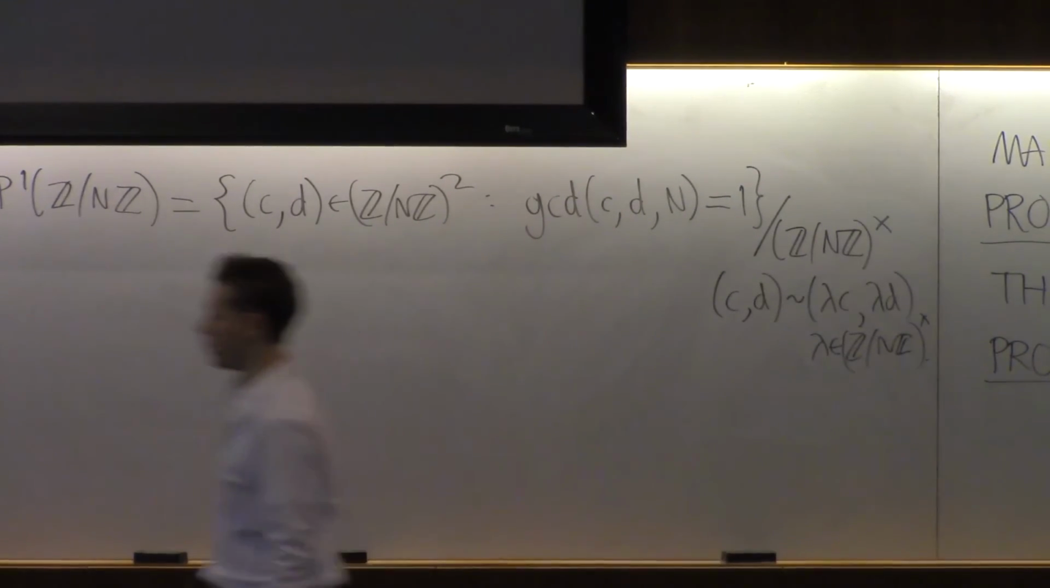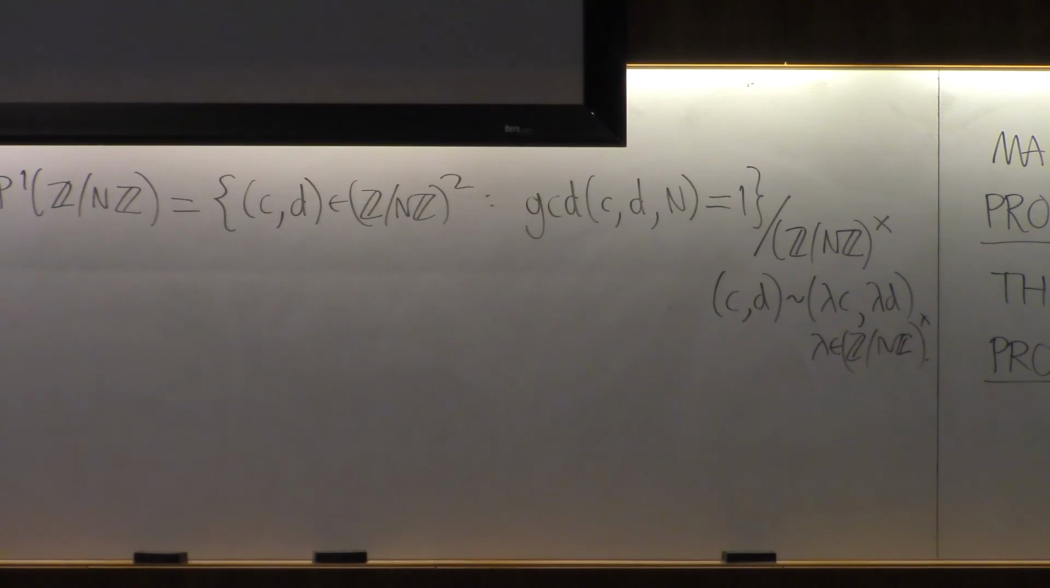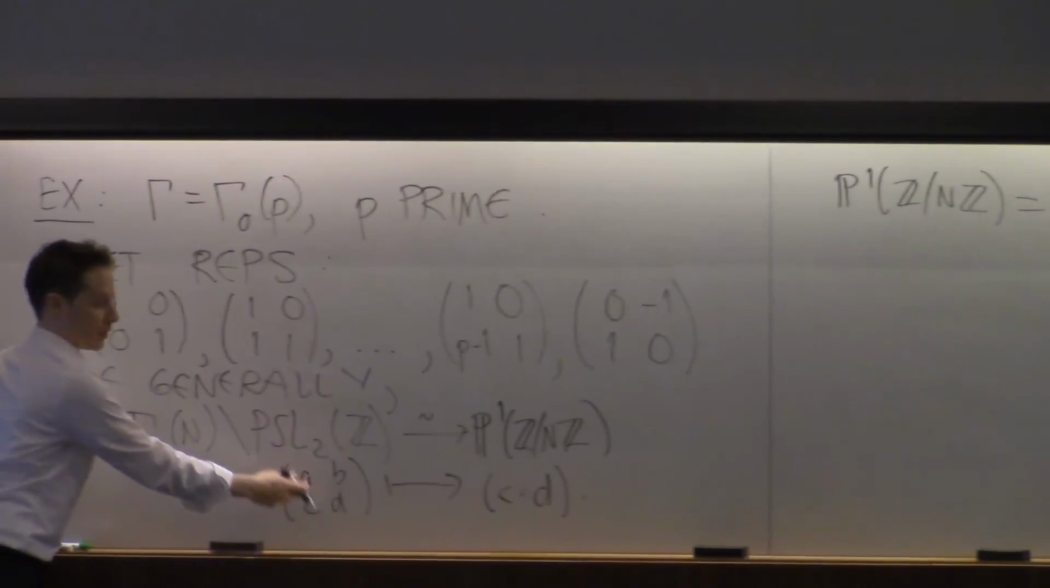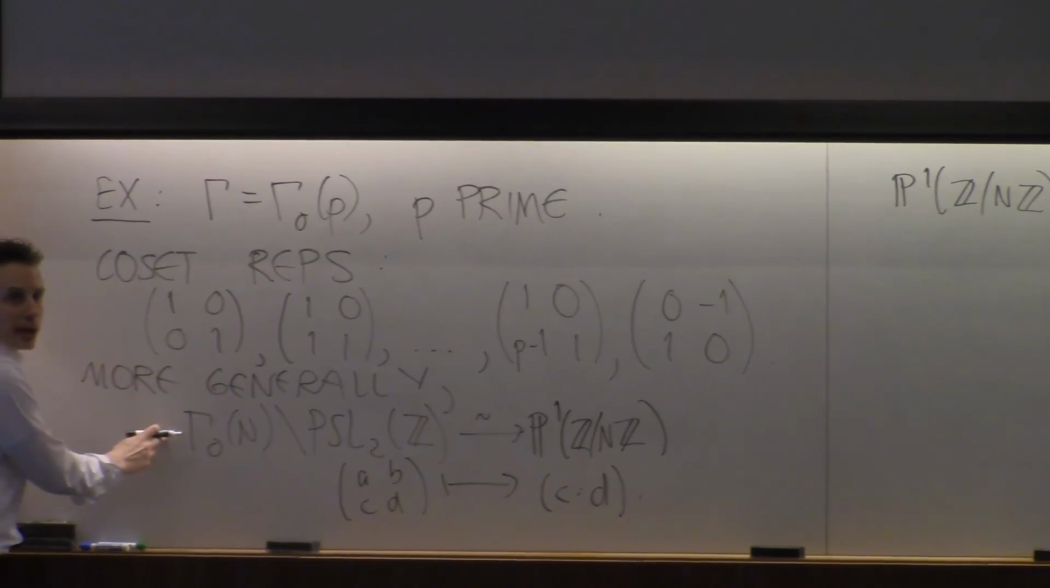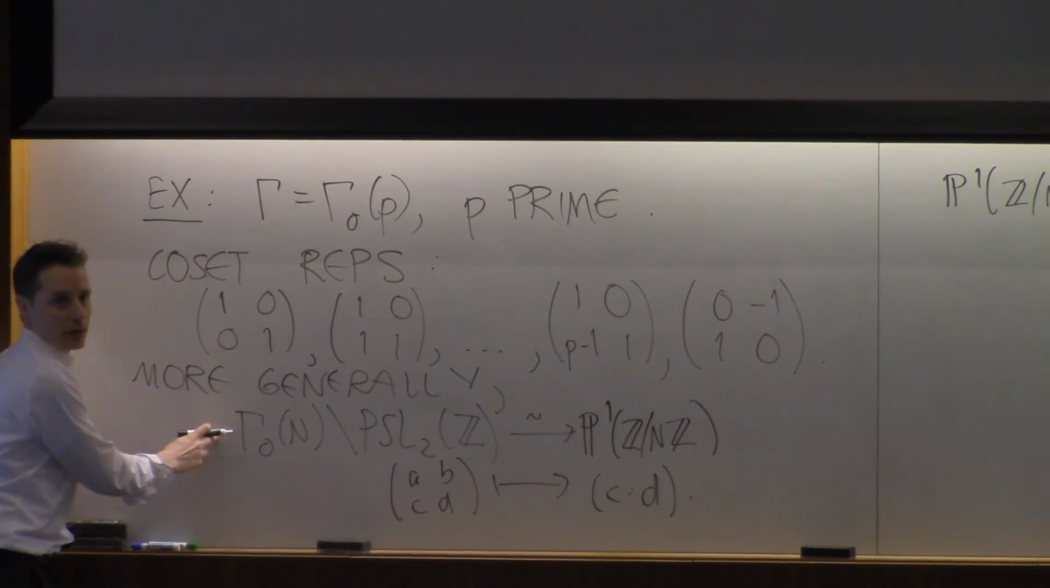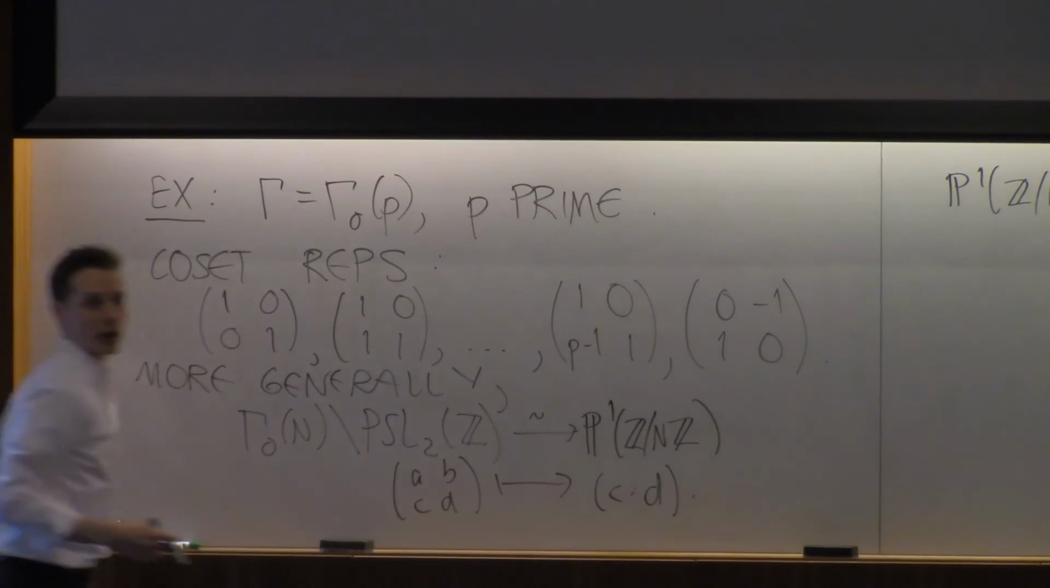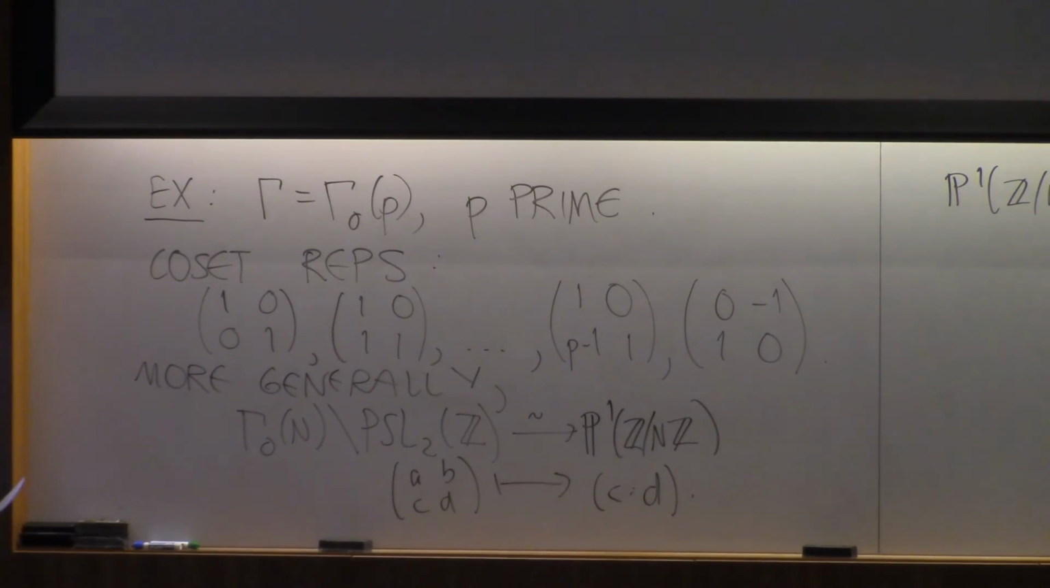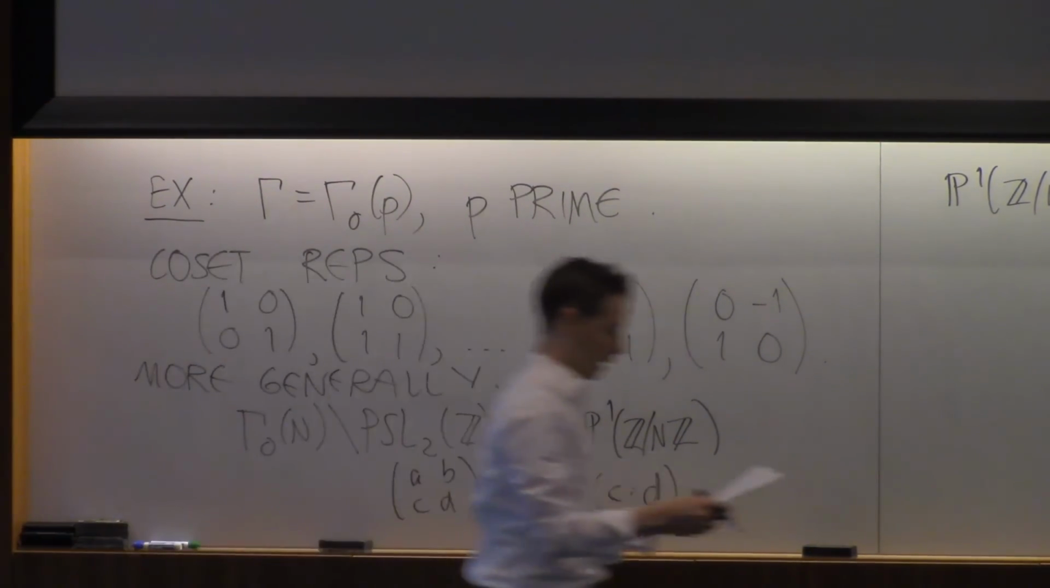The map is just helping you to keep track of the fact that you're acting on the left, and your lower left entry is divisible by N. So you might practice with this by taking a matrix here, multiplying it by (x, y; Nz, w), and seeing that this class (C : D) is well defined. To prove that it's a bijection is not much harder than that.